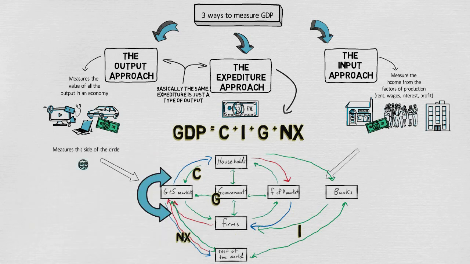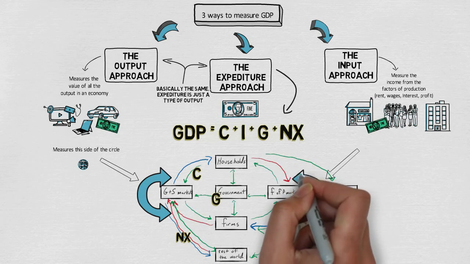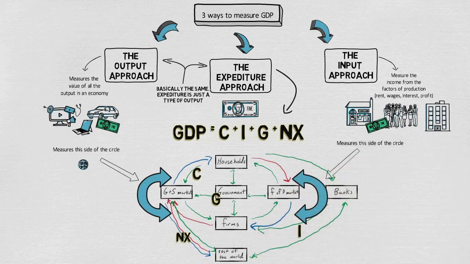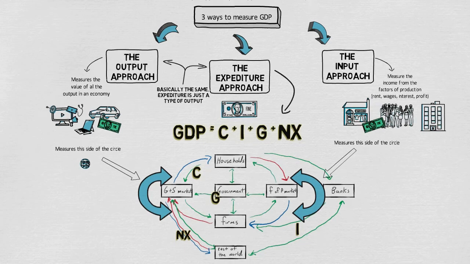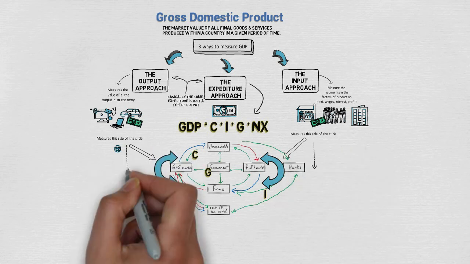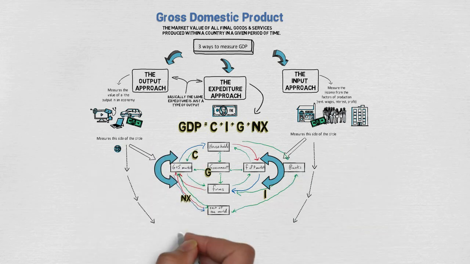Where the input approach is looking at the other side of the circle, where we're looking at all the income that comes in from these things that are produced. And then there's the expenditure approach, where we're looking at aggregate demand and looking at the spending that's happening. Now, all three of these approaches, hopefully, if you've done it correctly, all equal each other.